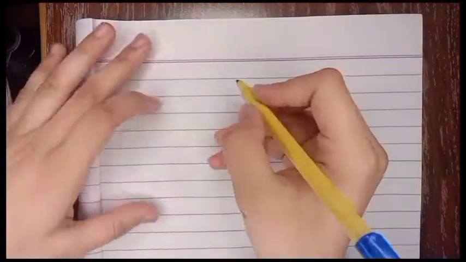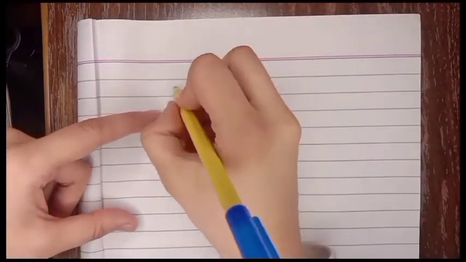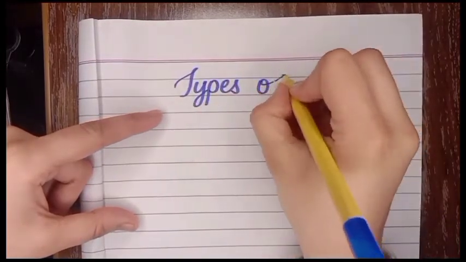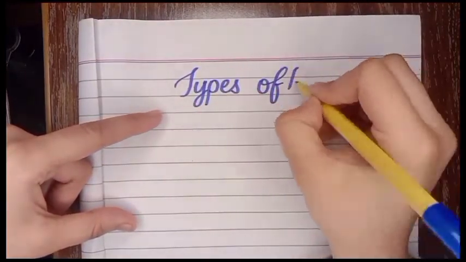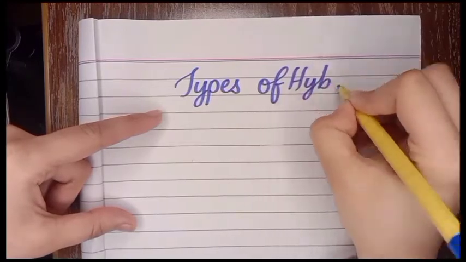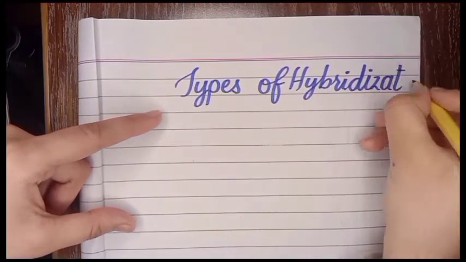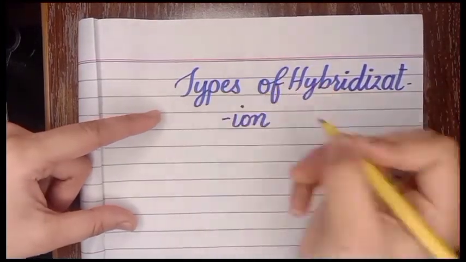Okay, let's start the next part of the video, which is about the types of hybridization. We'll go through the types of hybridization and I'll explain each of the types with 3 to 4 examples. And we will also discuss the structure of ethene.